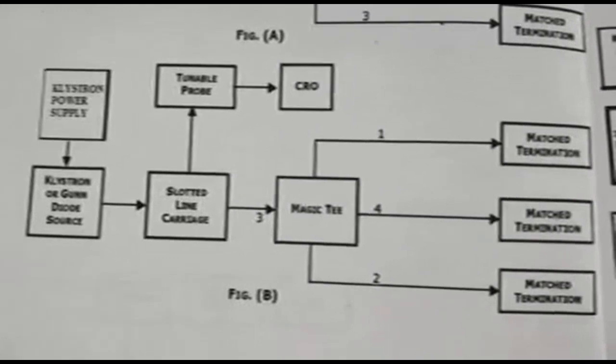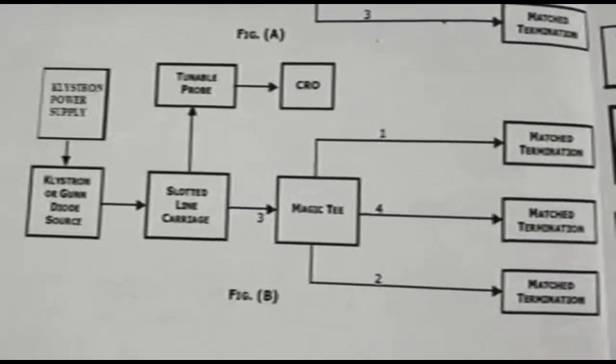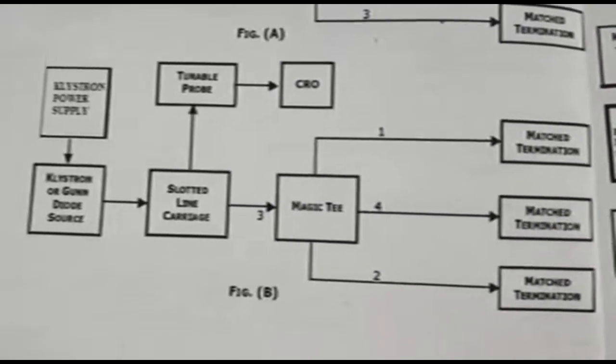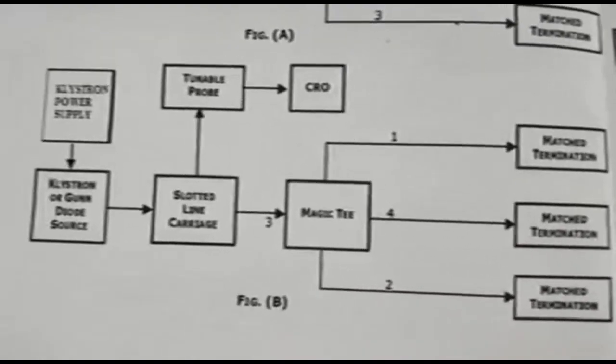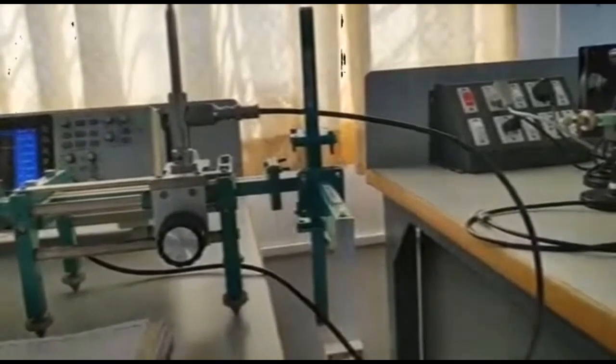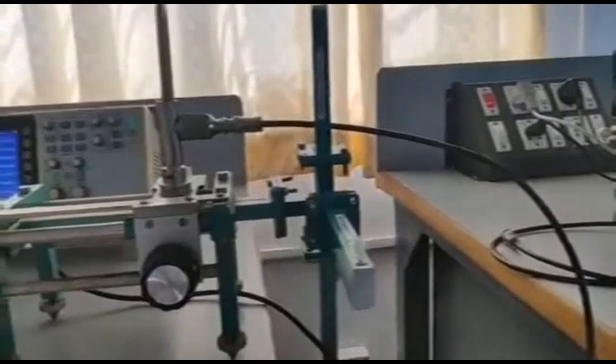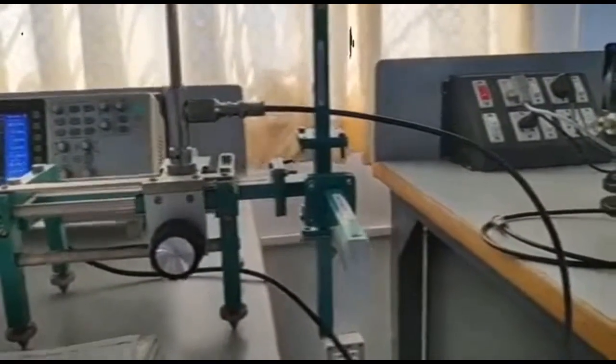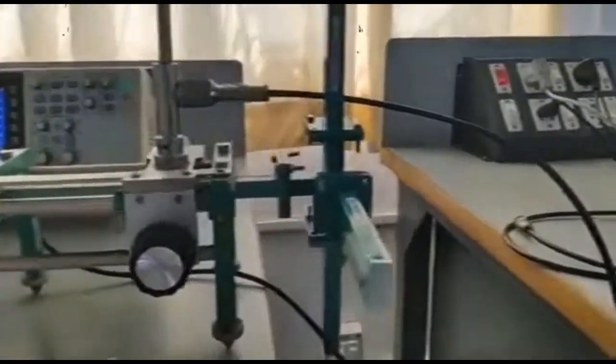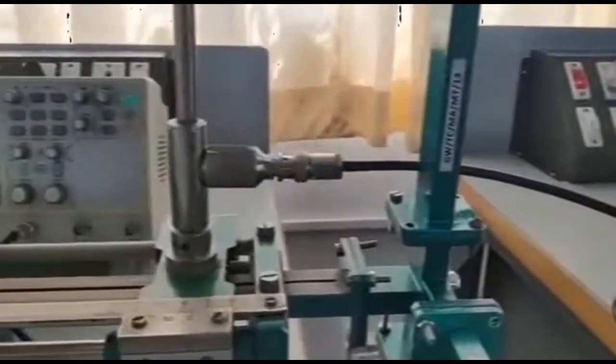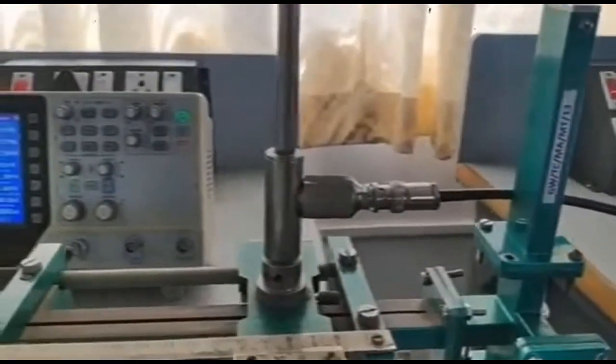In order to find the VSWR for port 3 as input, do this connection, that is, give port 3 to the input port and connect the match termination to all the remaining ports. So here you can observe, I have connected port 3 to the input and I have connected the match termination to all other ports. Okay, so now I have connected the CRO probe to the SLC.